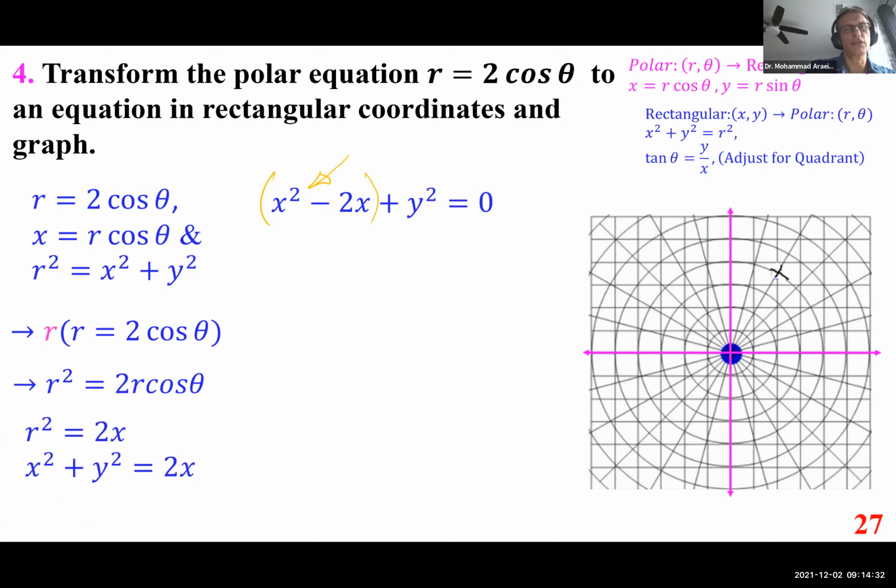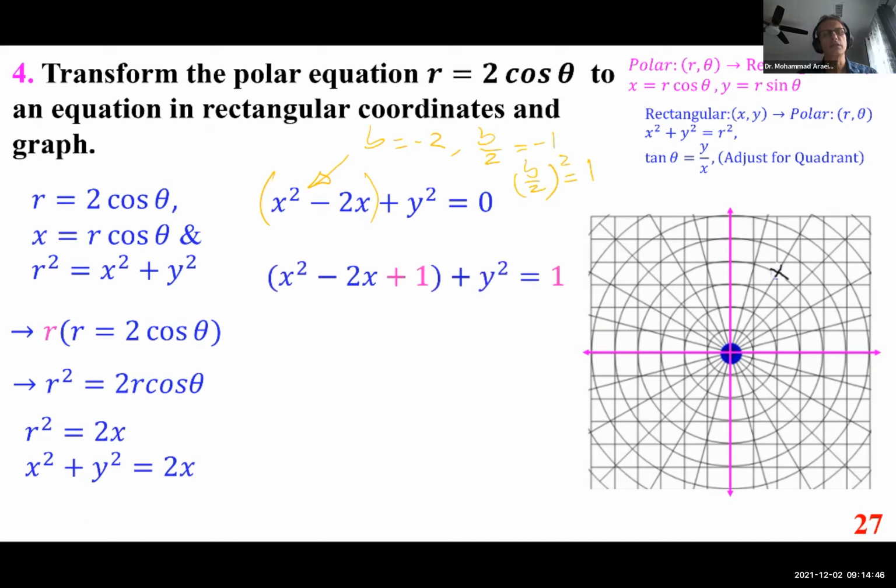So in this case, b equals negative 2 divided by 2 is negative 1, and square it, you get positive 1. We're going to add to both sides. Left side becomes x minus 1 quantity squared plus y squared equals 1.